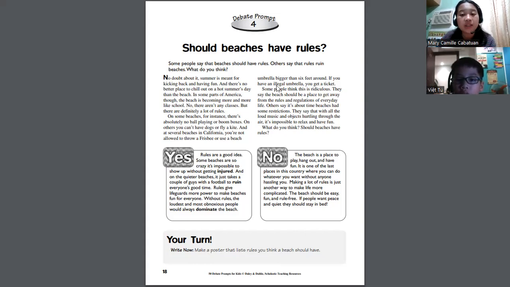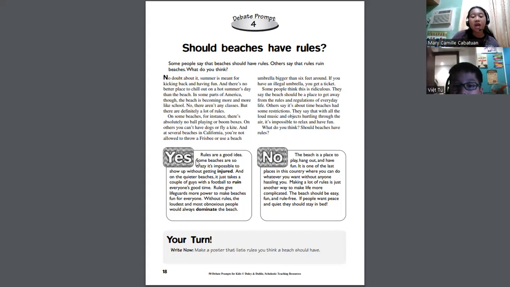Some people think this is ridiculous. They say the beach should be a place to get away from the rules and regulations of everyday life. Others say it's about time beaches have some restrictions. They say that with all the loud music and objects hurtling through the air, it's impossible to relax and have fun. So, what do you think? Should beaches have rules?